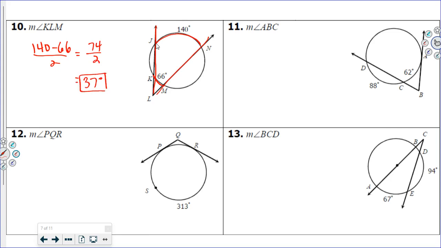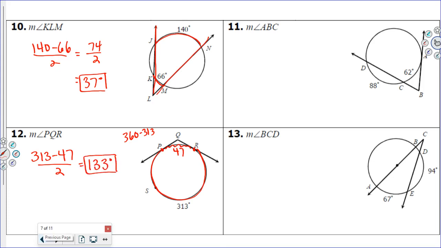If we look down below at number 12, this here to here is my big arc. Notice my small arc doesn't have a measure, but those two combined give me a full circle. So I'm going to subtract 313 from 360 to get this arc here, which is 47. Now I can do 313 big arc minus small arc divided by 2. So I end up with a value of 133 when I do that math.